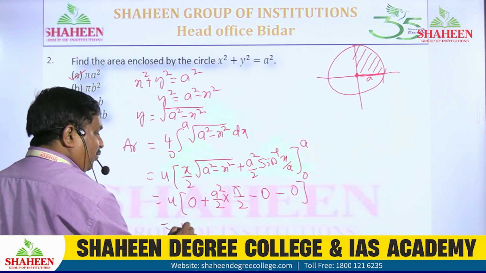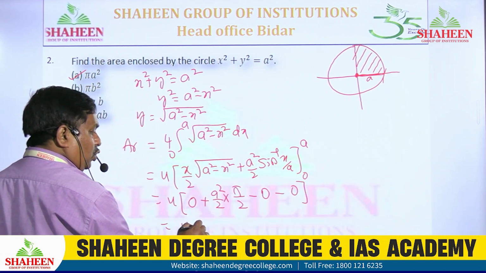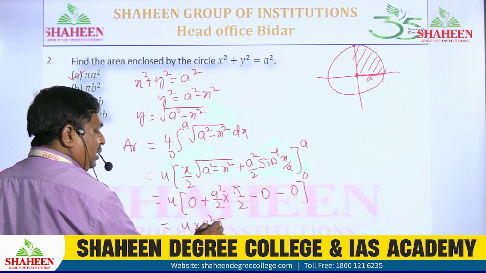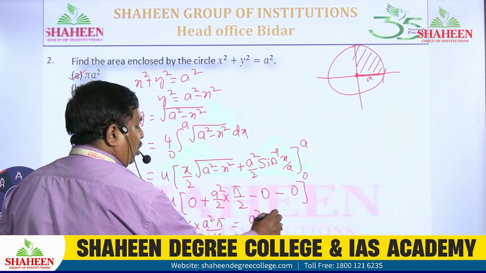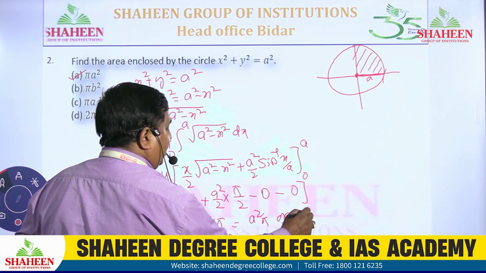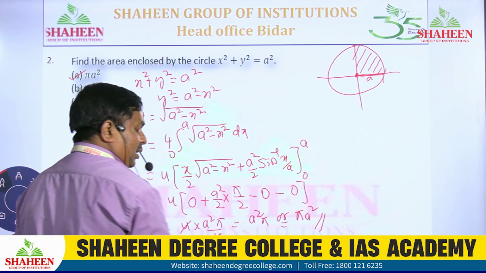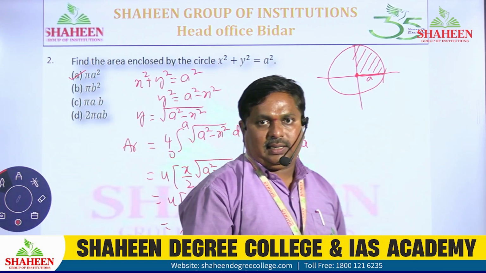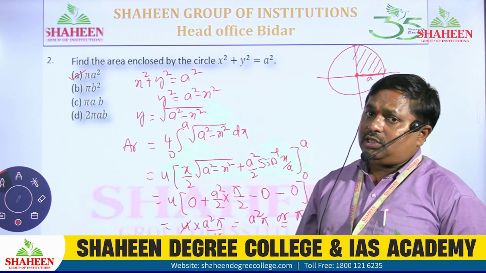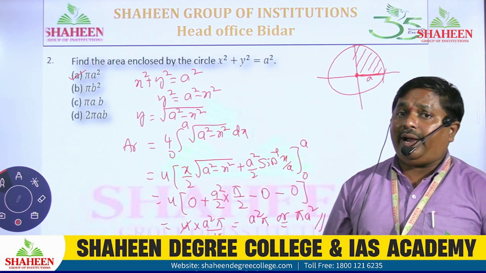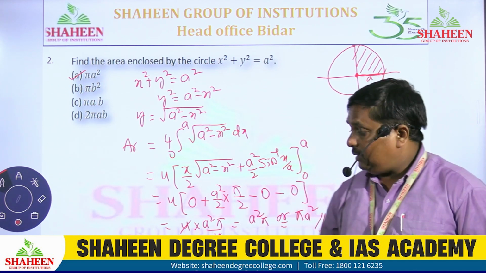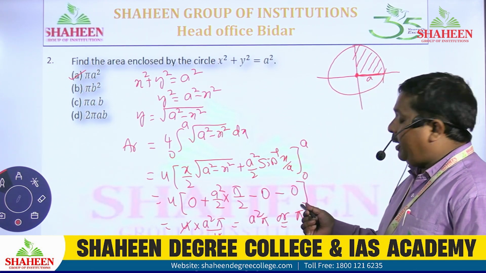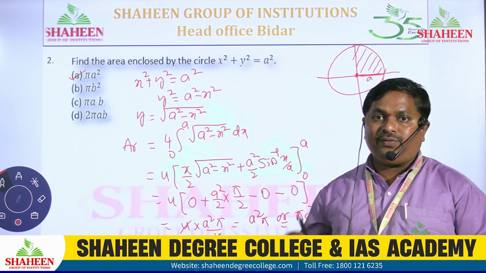Then this becomes 4 into a square pi divided by 4. 4 cancel, a square pi, or we can write pi a square, is the area of a circle. Suppose the question is asking to find the area of half of this circle, then it becomes a square pi by 2, half of this area.